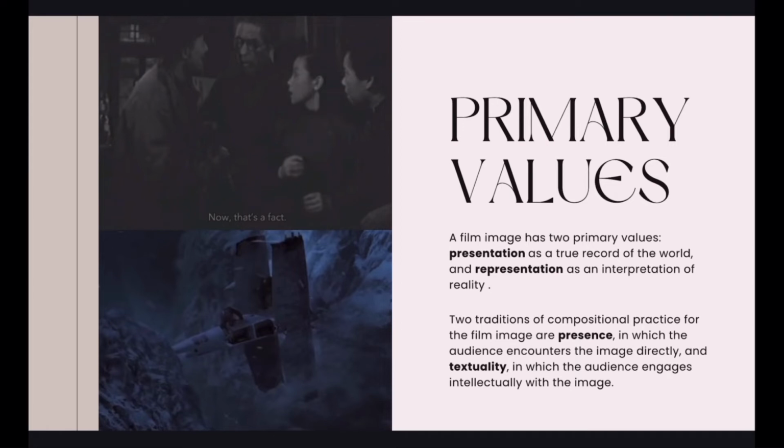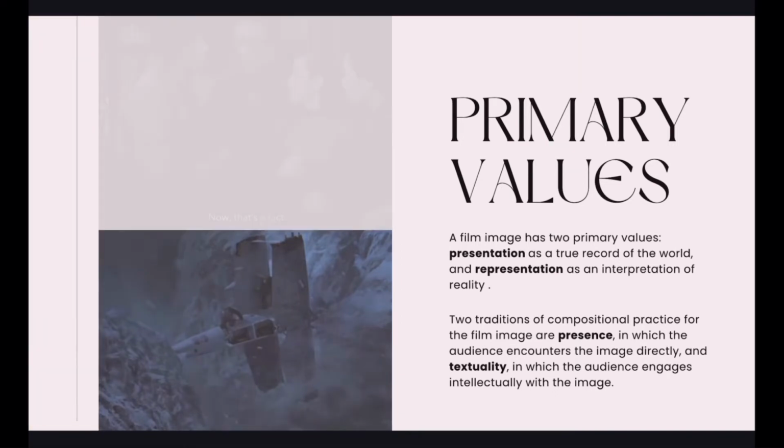And in the bottom here we can see The Taking of Tiger Mountain. This film in particular used a lot of representation, especially in its action sequences and some of its characters, for the purpose of entertainment. Two traditions of compositional practice for the film image are presence, in which the audience encounters the image directly, and textuality, in which the audience engages intellectually with the image. Most of the films we've seen used textuality, as they all made reference to historical moments.